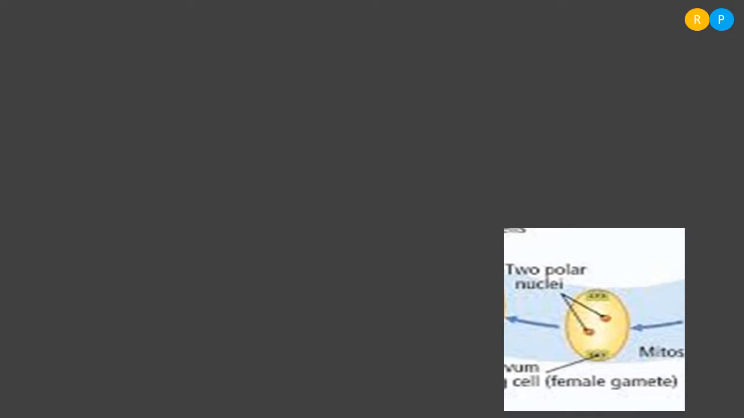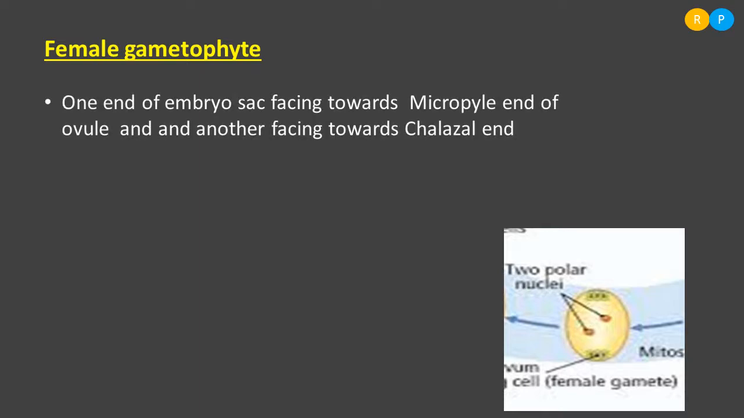Yes, this is the structure of the matured embryo sac in the ovule. Just count the number of nuclei here. 3 nuclei are present towards one end, the remaining 3 nuclei are present towards the other end, and 2 nuclei remain at the center. So if you count the number of nuclei, 8 nuclei are present, and all 8 nuclei are present in a single cell. Clear? The mature female gametophyte consists of 2 ends. Actually the ovule consists of 2 ends. One is the chalazal end and the other one is the micropyle end.